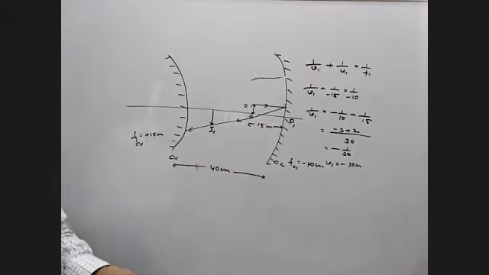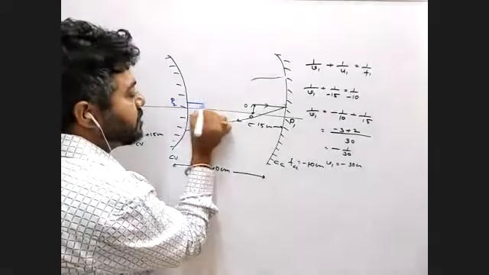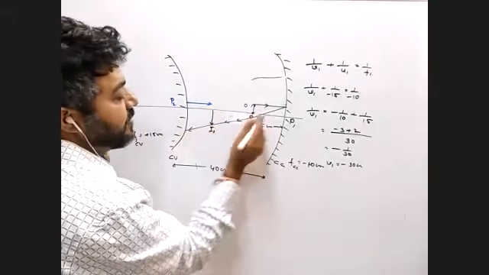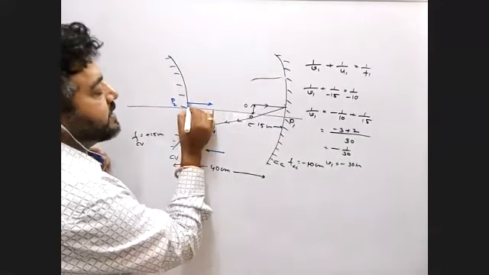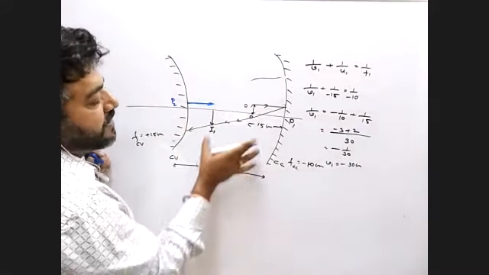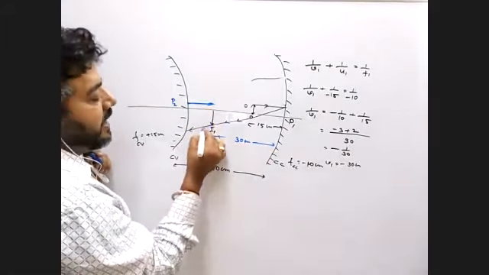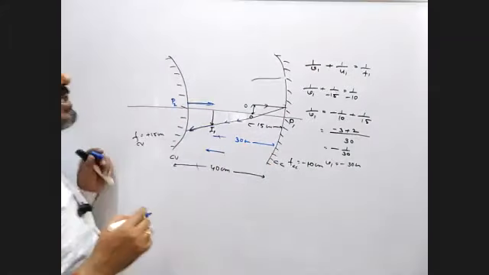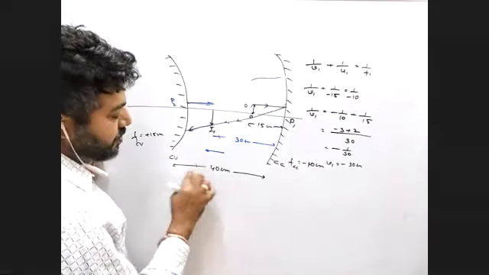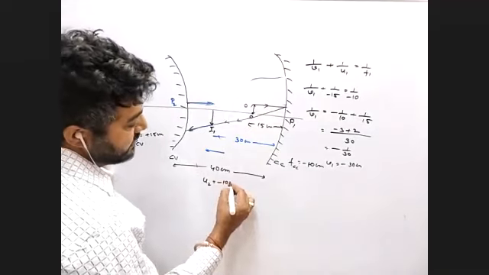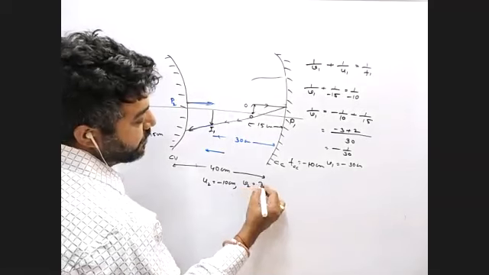Now for the second case, as this is the P2, so we have to measure this distance, and now image behaves like an object, so ray is coming in this direction. In that case, now the total distance is 40, this is 30 centimeter, so obviously u2 is 10 centimeter, and this is the coming ray. So in the second case, your u2 is minus 10 centimeter. What about V2? You have to find out.